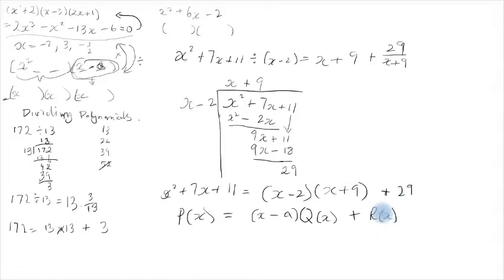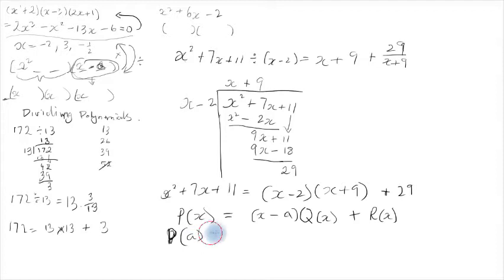Plus some remainder here. Now we can be a little bit clever with this. This is sort of delving into things that are coming up. I want you really to focus on just this division part, but since we've made it this far, I just want to point out what happens if we put in a for our x in the polynomial.